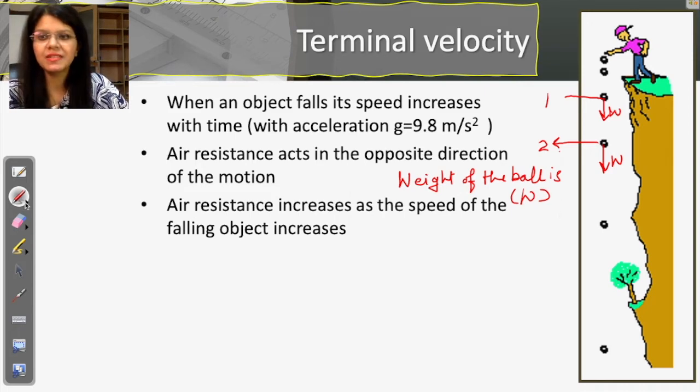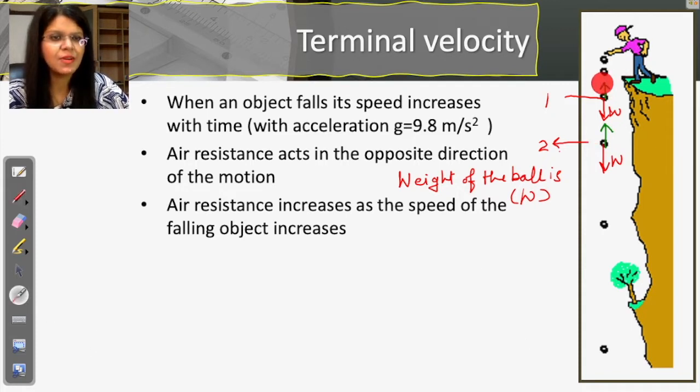So let me use a different color pen for air resistance. Air resistance is acting here upward, right? Here as well, the air resistance is acting upward, right? Compare the sizes of the arrows. I am drawing a smaller air resistance here. Why? Because the speed is lesser. Bigger air resistance here. Why? Because the speed is more. More speed, higher air resistance. As the ball is falling down, the air resistance is increasing. Here, smaller air resistance, higher air resistance, right?